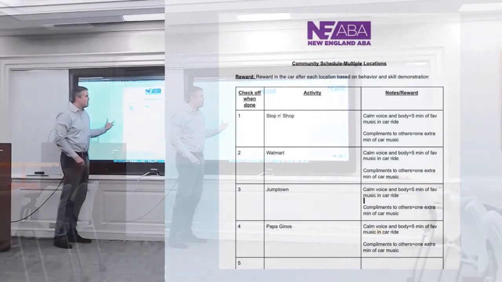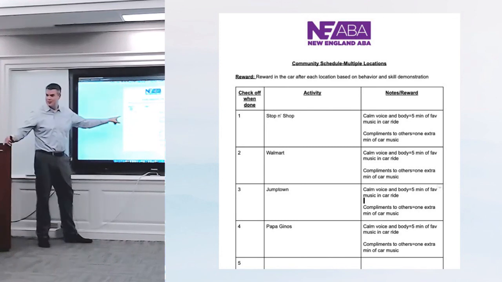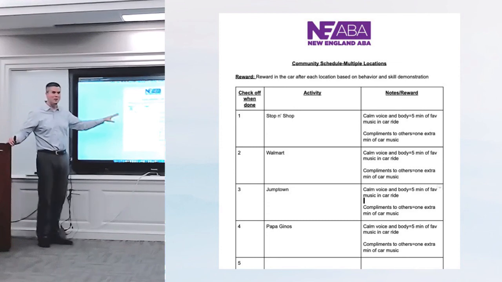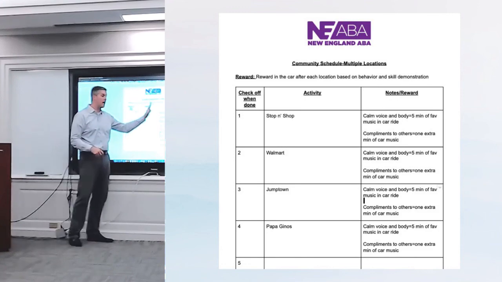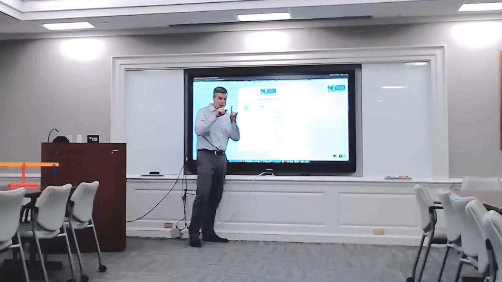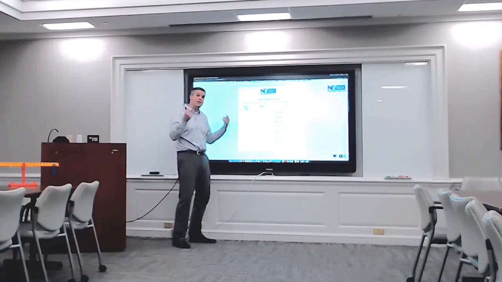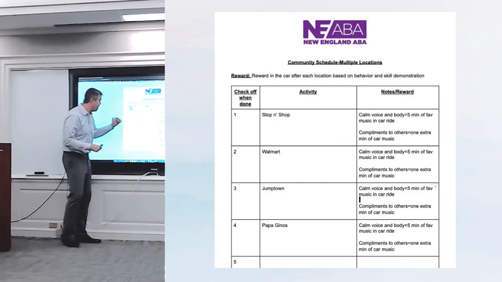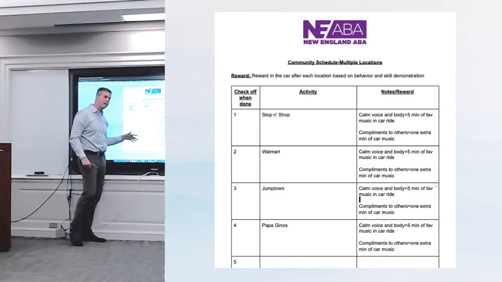I wanted to give another example of breaking down, going to multiple places, and I did Stop and Shop. I already knew, we called each other beforehand, because I wanted to show another way. Notice I'm using the exact same template. The template's not anything different, but now my activities are going to different places. We're going to go to Stop and Shop, Walmart, Jumptown, and then Papagino's. What's Jumptown? Oh, it's a jump place.